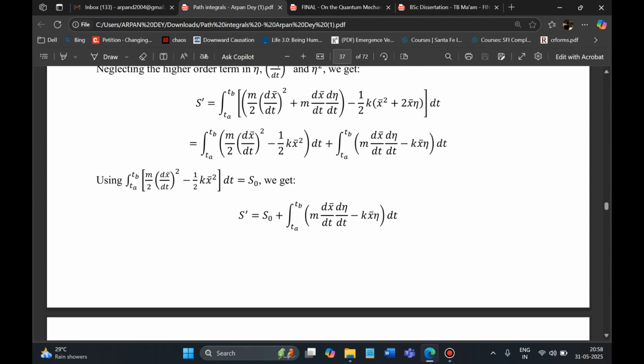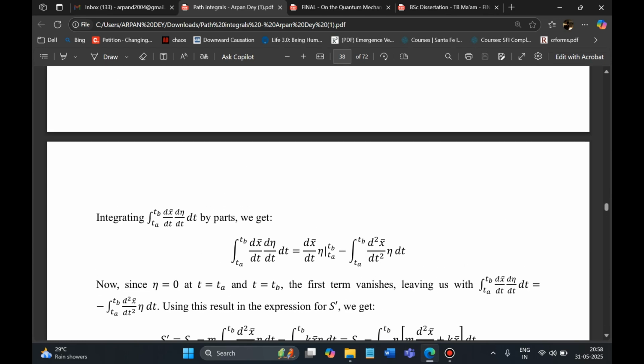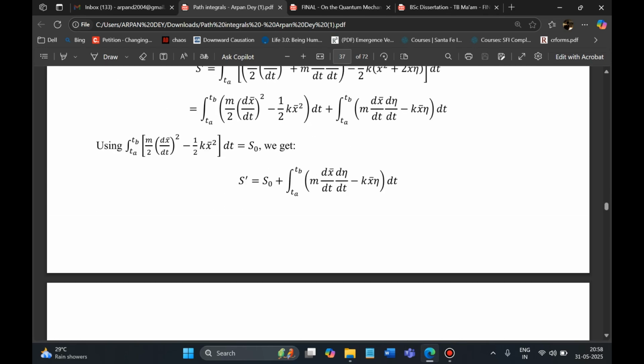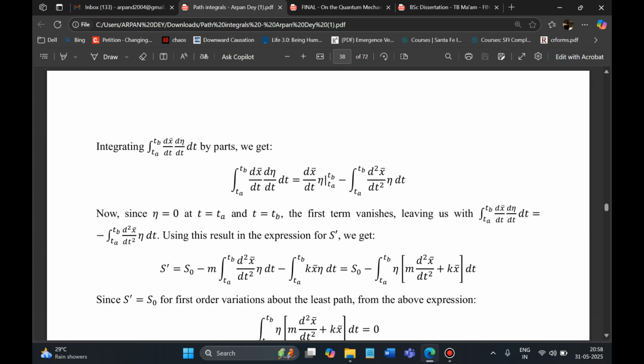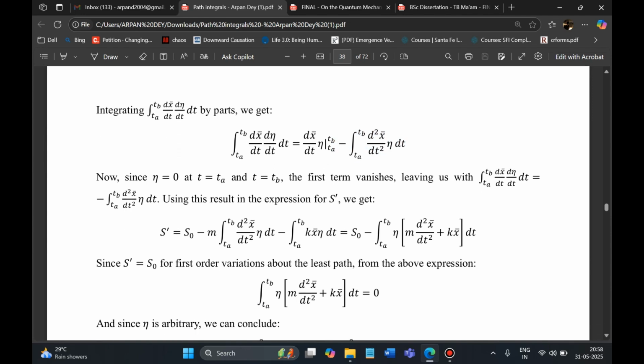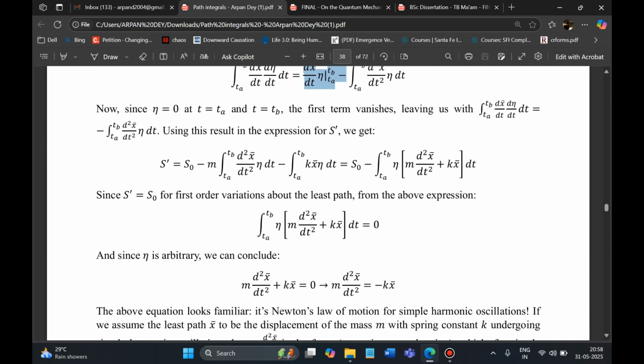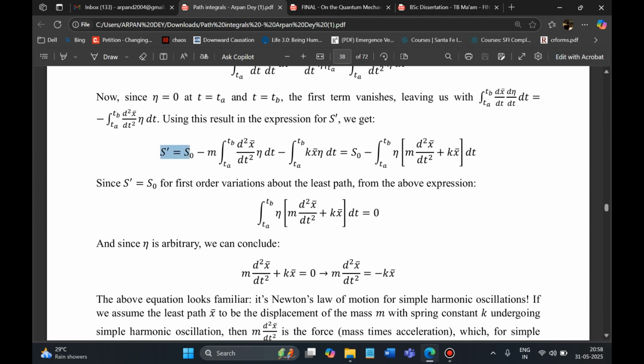Sorry, I got confused for a second. If you integrate this by parts, you should get this, and again the first term will be 0 and you will be left with this term. So far so good, and you will do this.